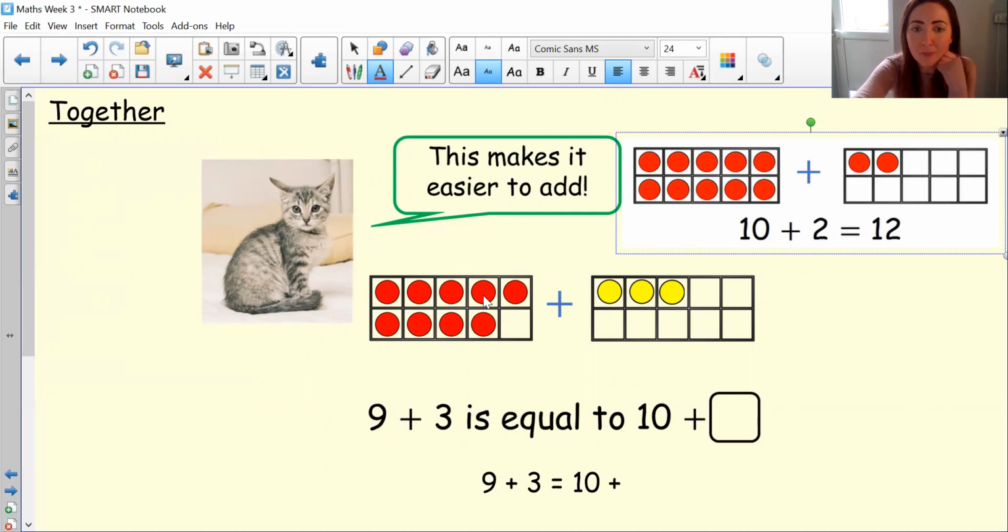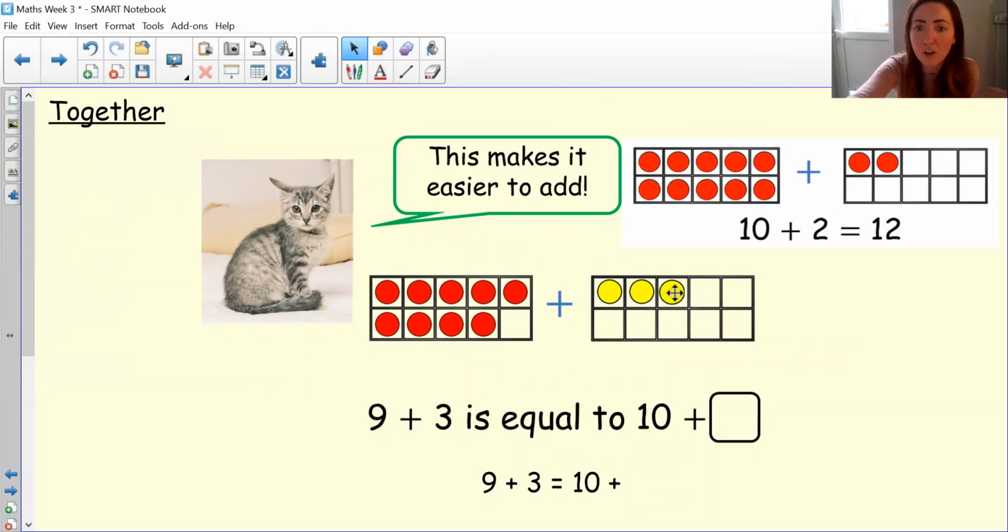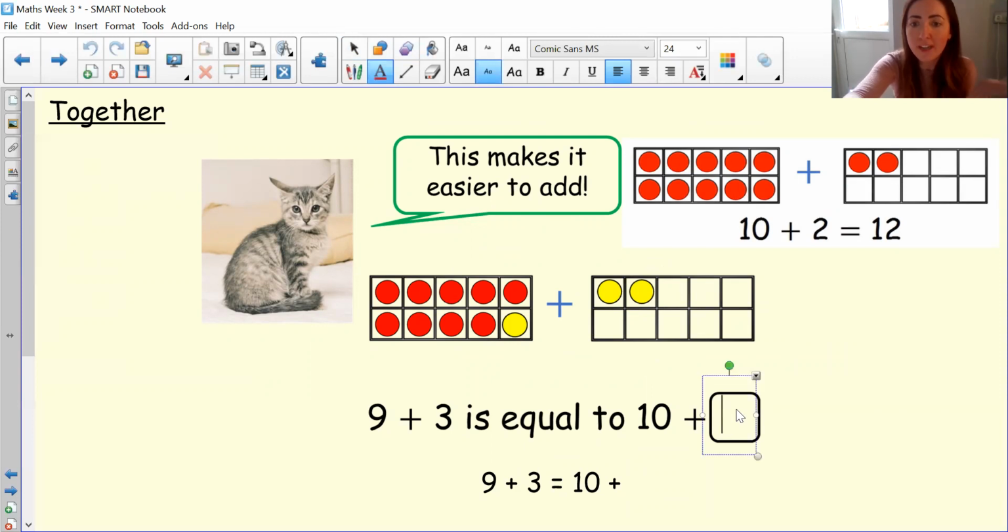And if I look down here, I've got 9 add 3. But as we just found out, we can move one of our 1s or one of our counters over here so that we have a complete 10, 1 10, and then 2. So 9 add 3 is equal to, or the same as, 10 add 2, which we know is 12. So 9 add 3 also equals 12.